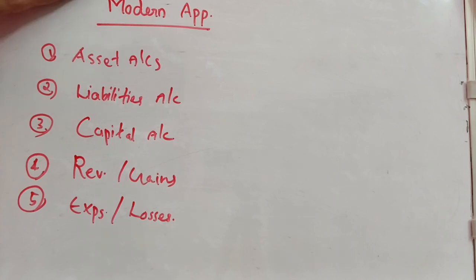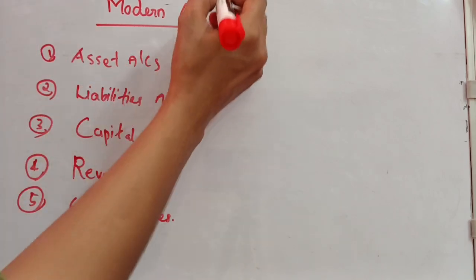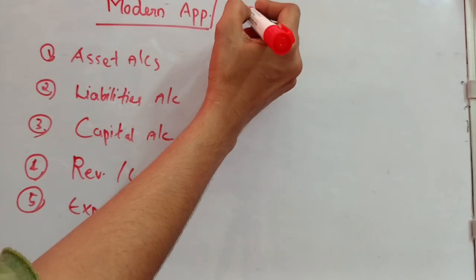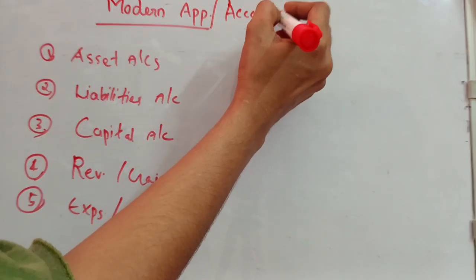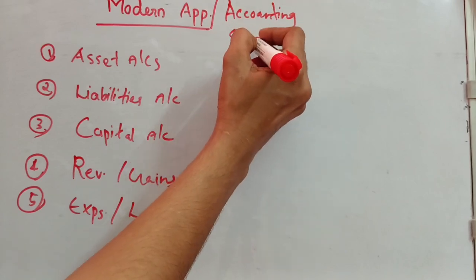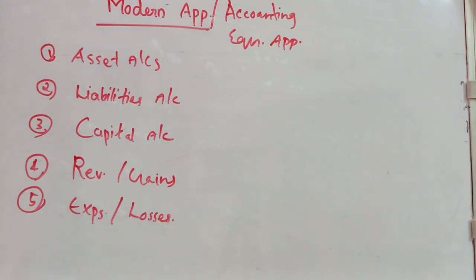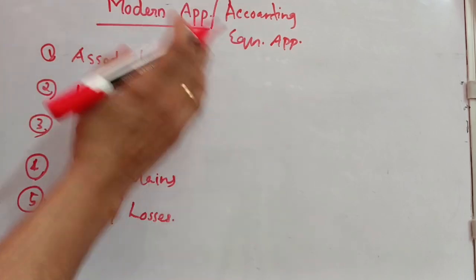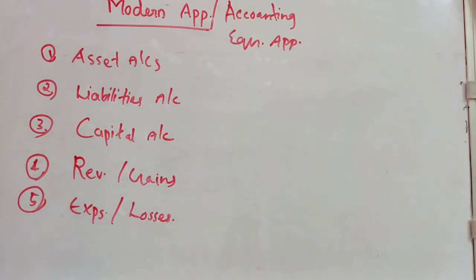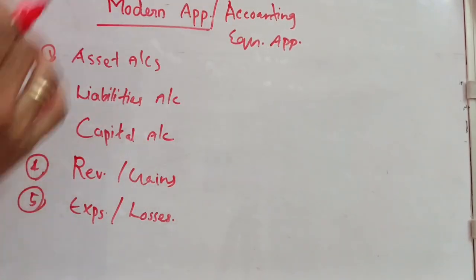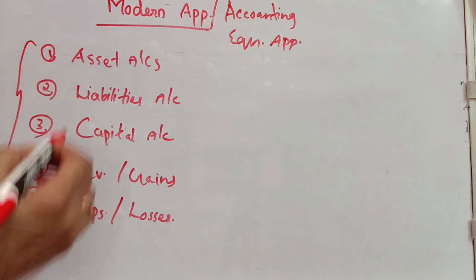Now we can move on to the modern approach of journalizing. The modern approach is otherwise called the accounting equation approach. In the accounting equation, we know that assets equal liabilities plus capital. So remember the accounting equation. Based on that accounting equation, in the modern approach, we classify the accounts into five.